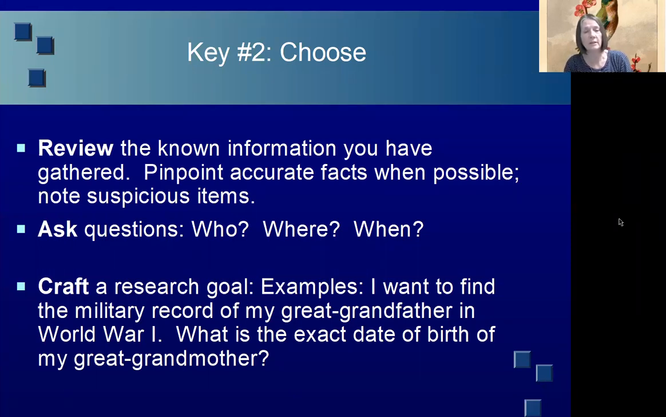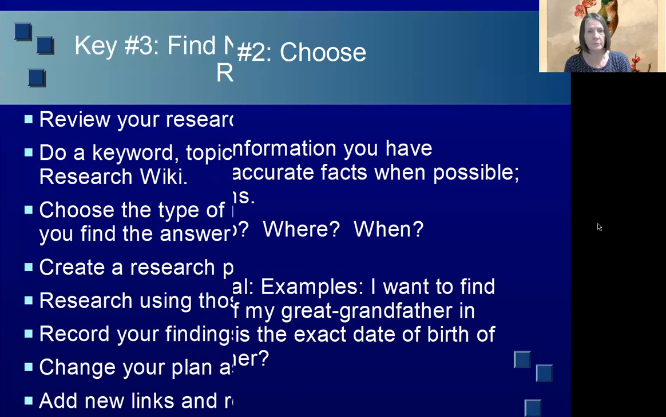So the questions you're asking are: who is in your family, where did they live, and when did they live? So in order to do good research, you always have to craft a goal. A research question is a good way to do that. So for example, I want to find the military record of my great-grandfather in World War I, or what is the exact date of birth of my great-grandmother? That's the type of question. And there are all kinds of questions. You just have to figure it out as you're reviewing that known information that you have.